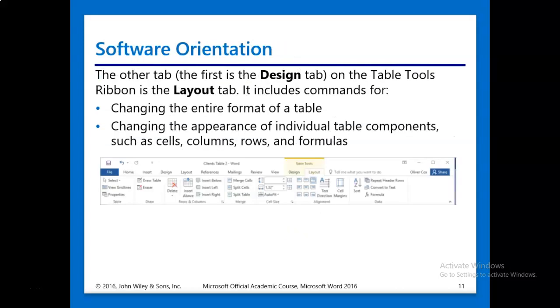The other tab, next to the Design tab on the Table Tools ribbon, is the Layout tab. It includes commands for changing the entire format of a table, changing the appearance of individual table components such as the cells, the columns, the rows, and the formulas. So here you can change the height and the width. You can change the cell margins. This is the direction that text can go in. This is all under the Layout tab.